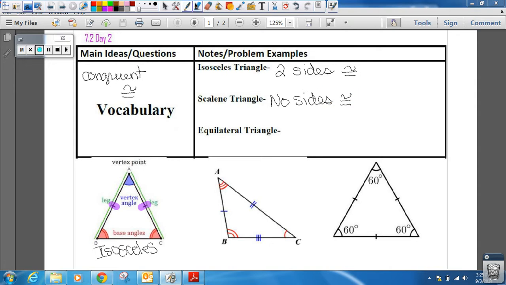Okay, a scalene triangle has no sides congruent. So if I look down below, this side has one mark, this side has two, this side has three marks. So all three of those are marked differently. That means they are not congruent. So this is our scalene triangle. Our last type of triangle then is the equilateral triangle, and equilateral triangle means all sides congruent. So if I look at the example given to us, all sides are marked congruent with one mark, so that means this is our equilateral triangle.